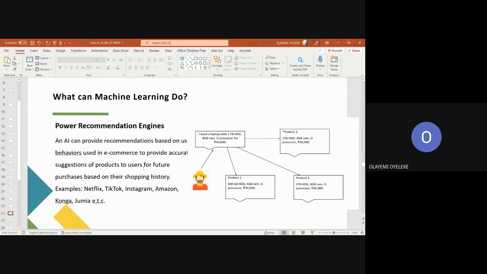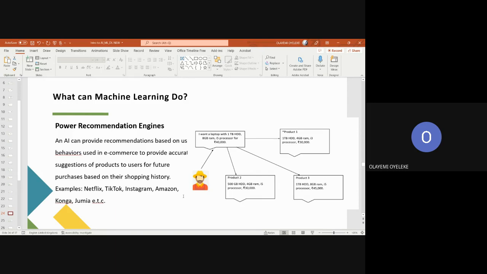So machine learning can also be used to power recommendation engines. An AI can provide recommendations based on behaviors you exhibited in e-commerce. This will be used to provide accurate suggestions of products to you in the future based on your shopping behavior, shopping pattern, or shopping history. Examples of platforms that really leverage recommendation engines are Netflix, TikTok, Instagram, Amazon. We also have some on Konga and Jumia in Nigeria. Okay, so these are recommendation engines.